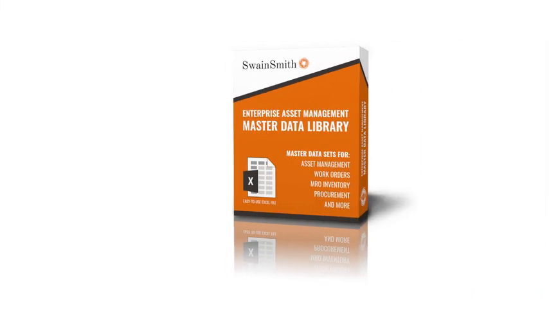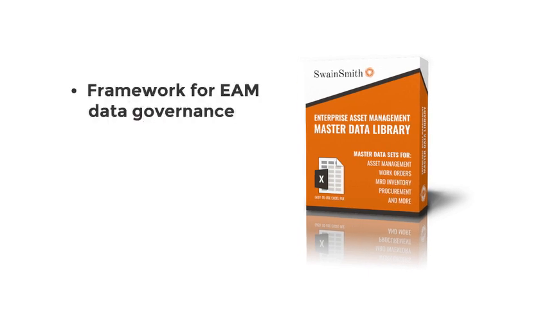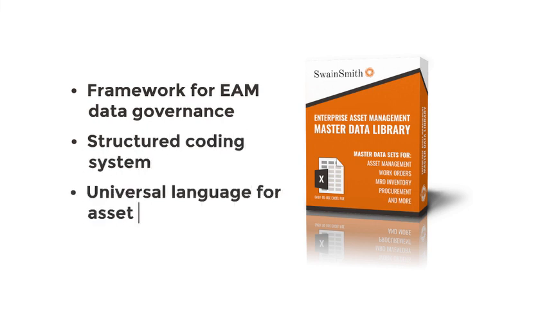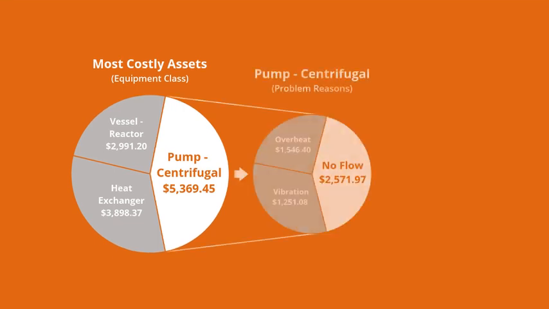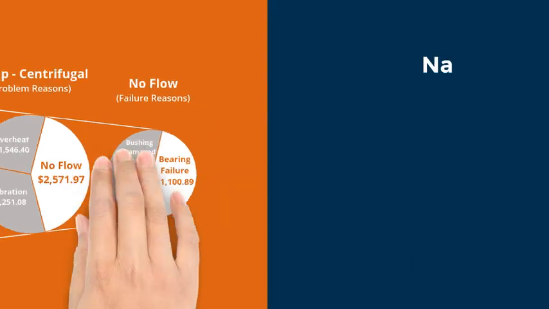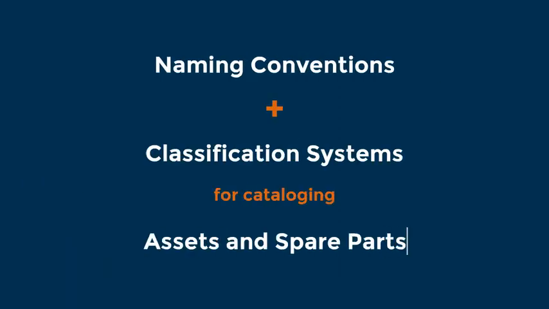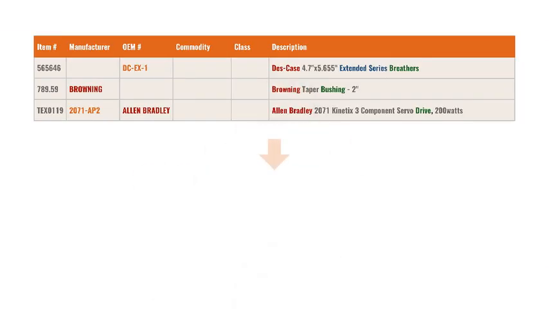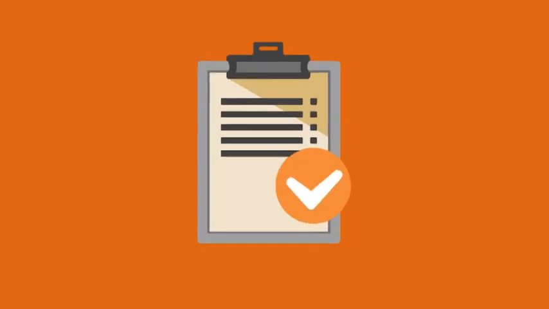The EAM Master Data Library provides a comprehensive and fully customizable framework for EAM data governance. It contains a structured coding system that acts as a universal language for asset management, with the detailed problem and failure codes you need to zero in on asset reliability issues. It also provides naming conventions and classification systems for cataloging assets and spare parts, so you can turn this into this. Our library puts best practices at your fingertips.